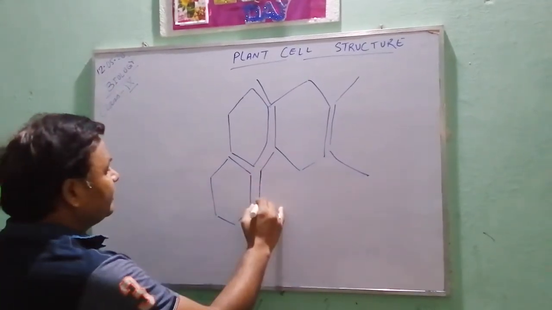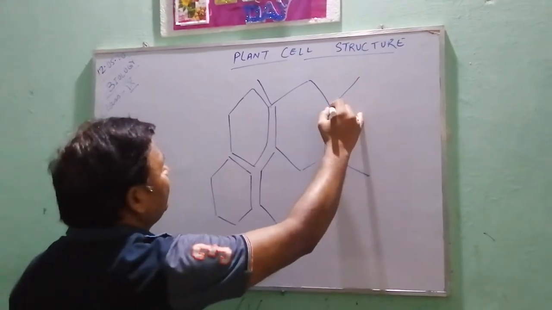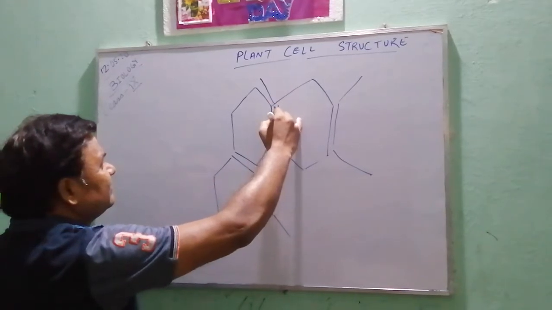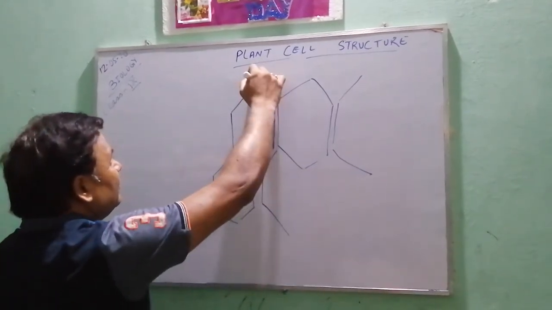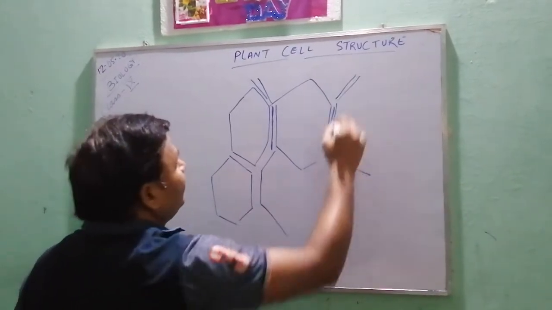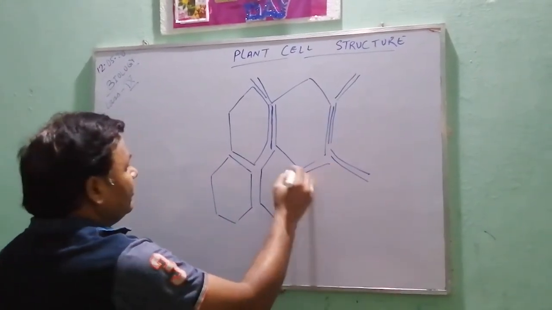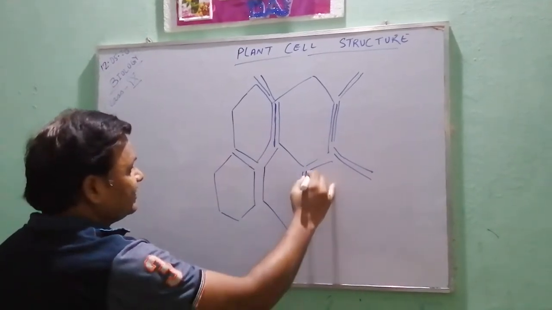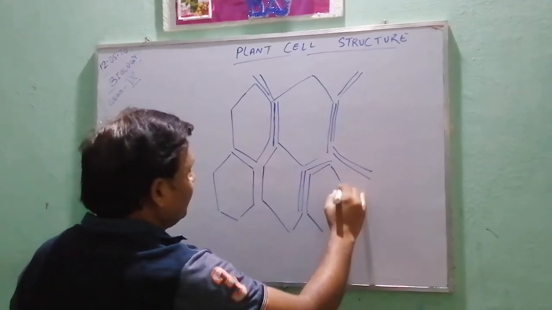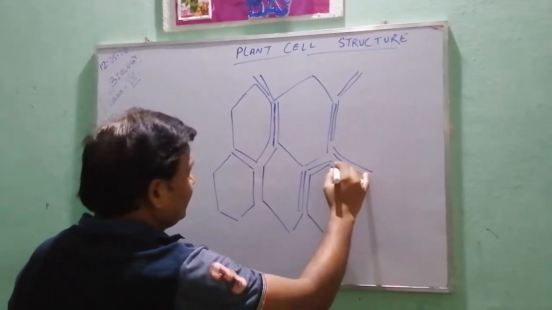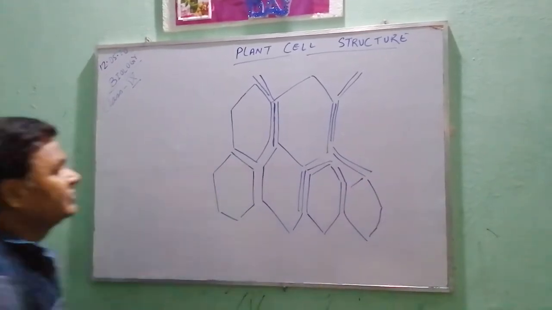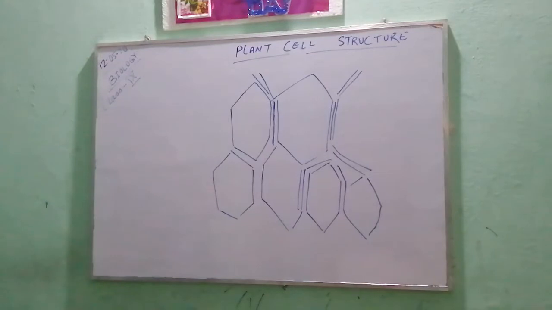In this hexagonal shape, there is a space remaining here. This space is called the cell wall. This one is the cell wall. The basic difference between a plant cell and an animal cell is the presence of the cell wall. This cell wall makes the plant cell structure hard and rigid.